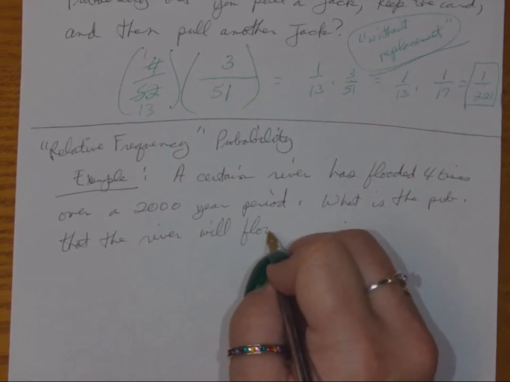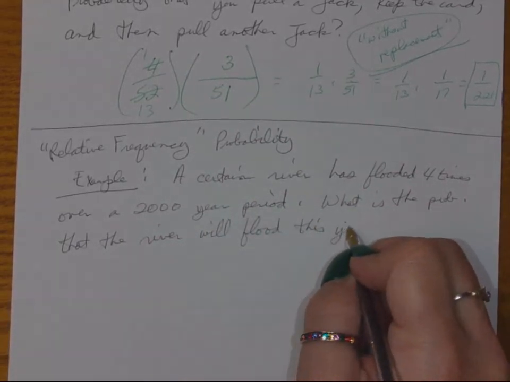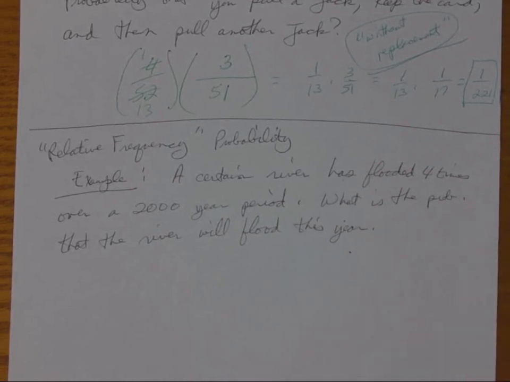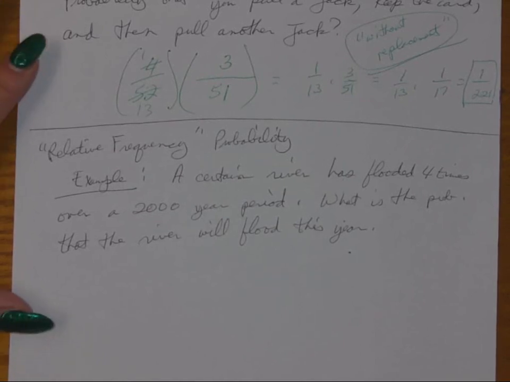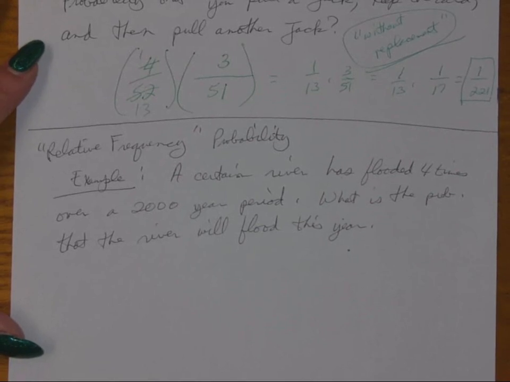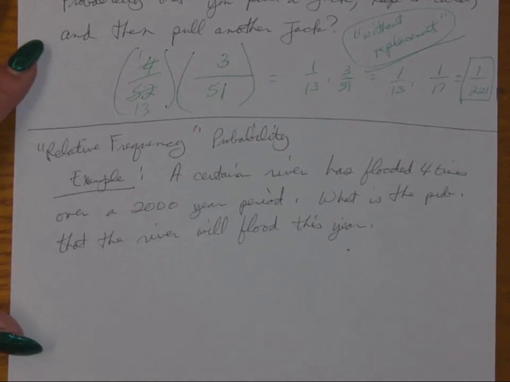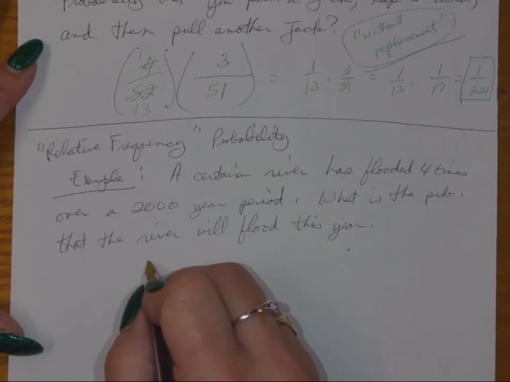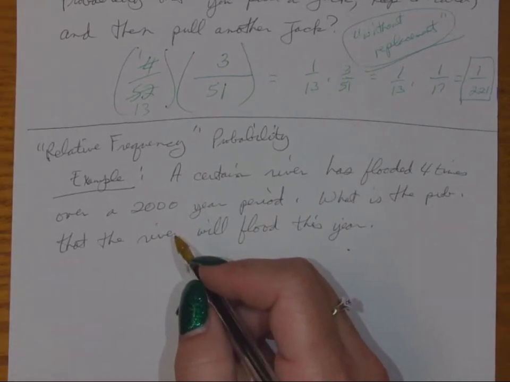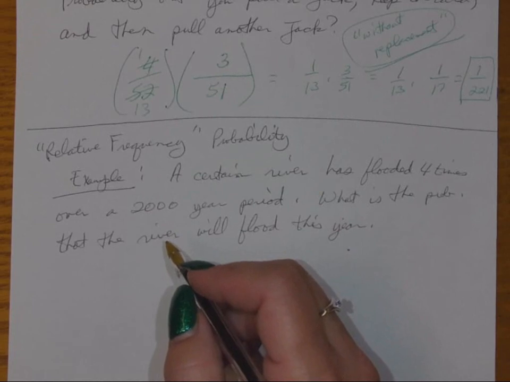Okay, now here's the thing. People would say, oh, it only flooded 4 times over a 2,000-year period, so it's 1 in every 500 years. So if it hasn't flooded in the last 500 years, then now's the year. Or if it's flooded 3 years ago, then it's not going to flood this year. That's not entirely true. Okay, there's still a possibility of it flooding this year. It's just very slim possibility. So let's think about that. The relative frequency part of this, we are going to do that like we would.